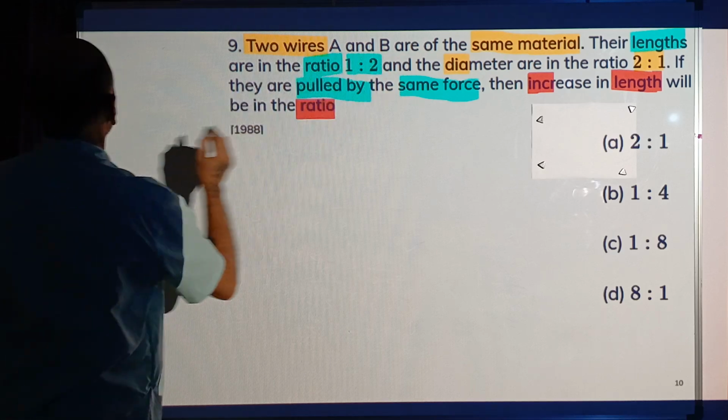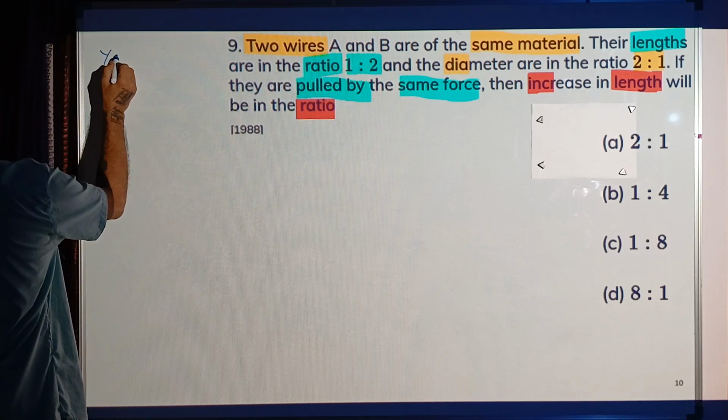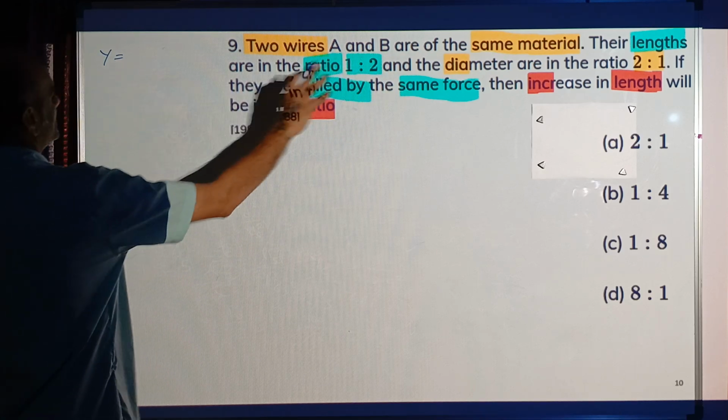So two wires of the same material, so Young's modulus is the same. Previously the Young's modulus was different. Here Young's modulus is the same.